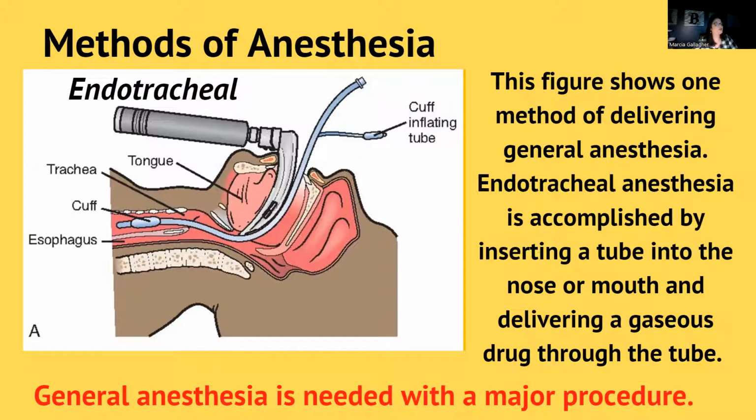This figure shows one method of delivering general anesthesia. It's endotracheal anesthesia, and it's accomplished by inserting a tube into the nose or mouth and delivering a gaseous drug through the tube. So you can see the tube being inserted, and it actually gives you the different parts of the tube. General anesthesia is needed with a major procedure.